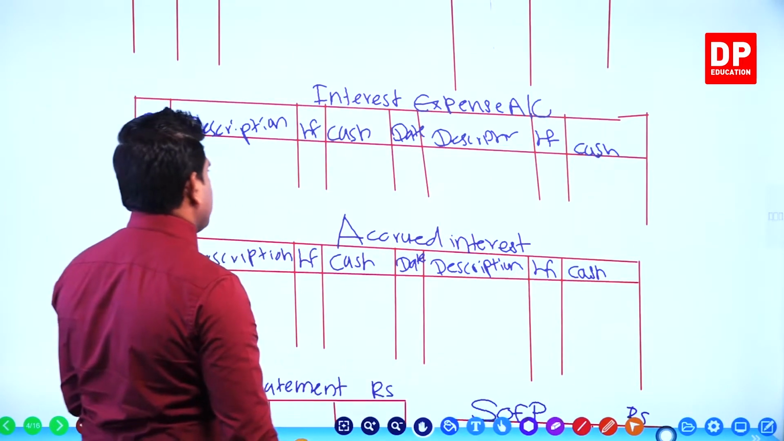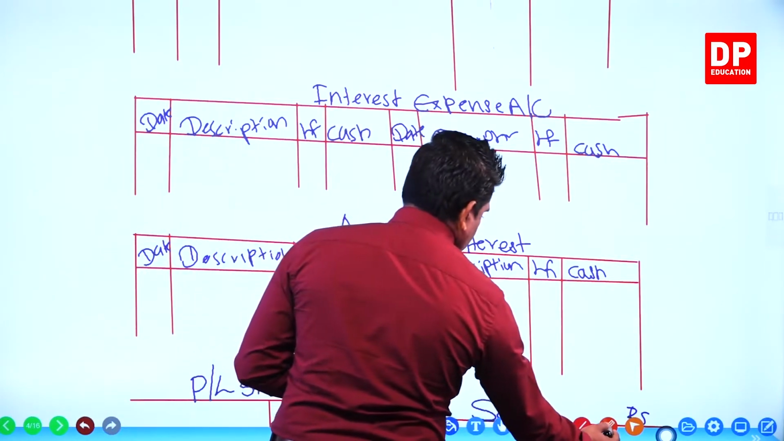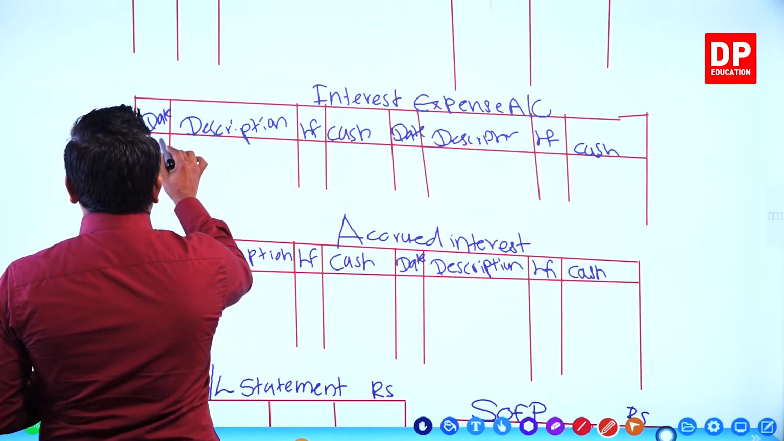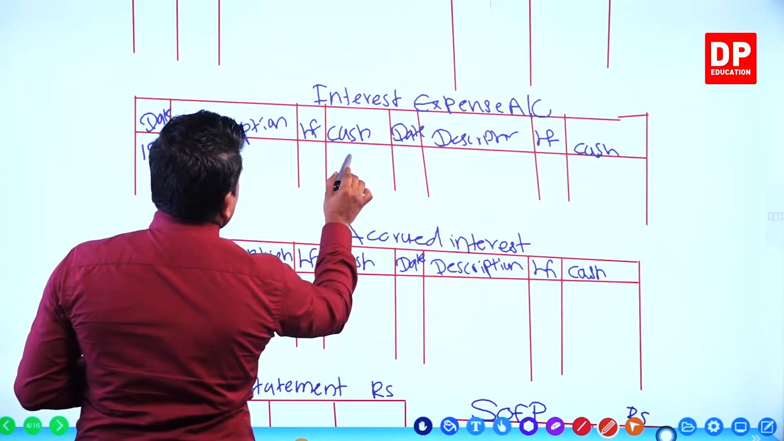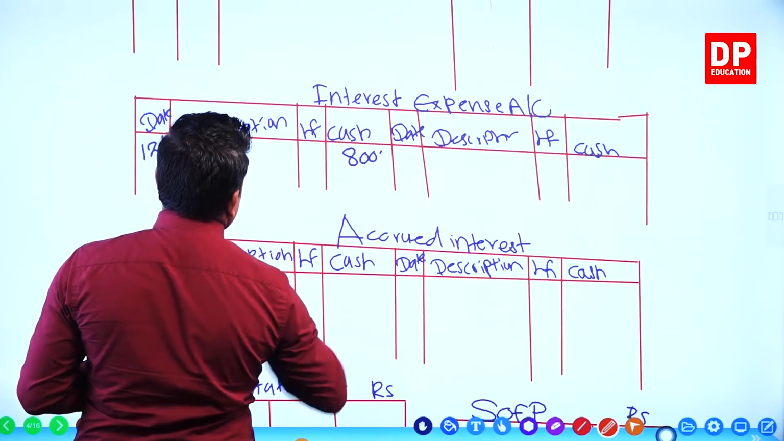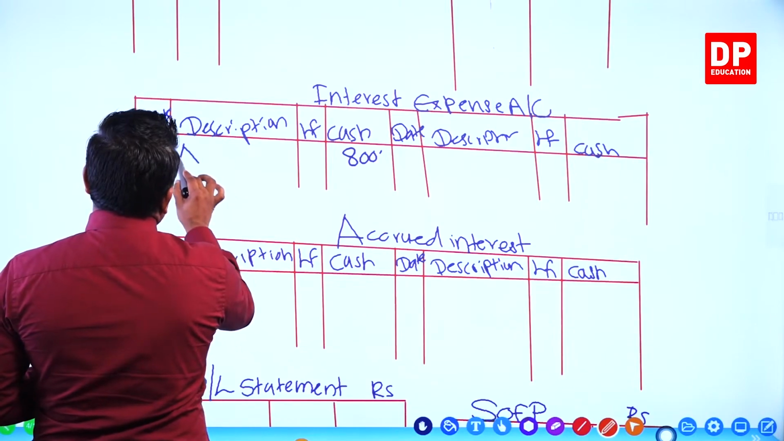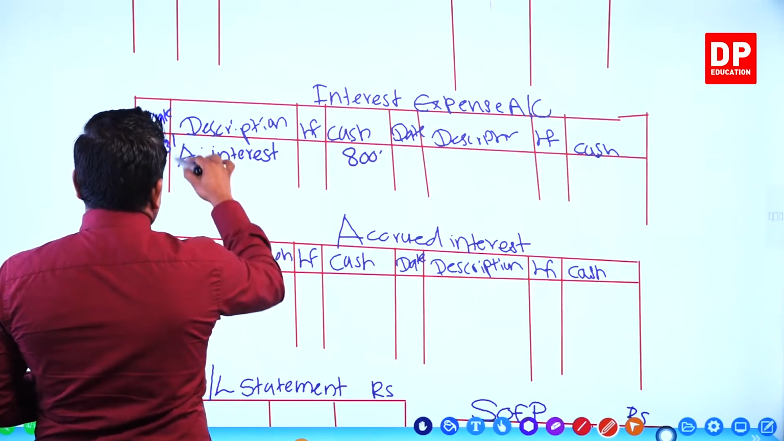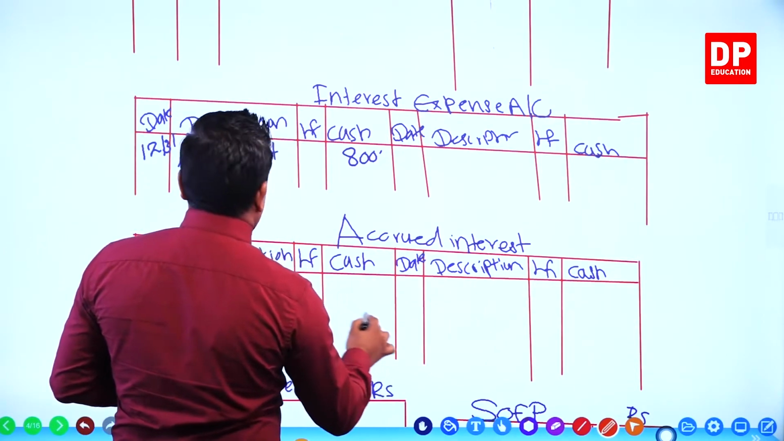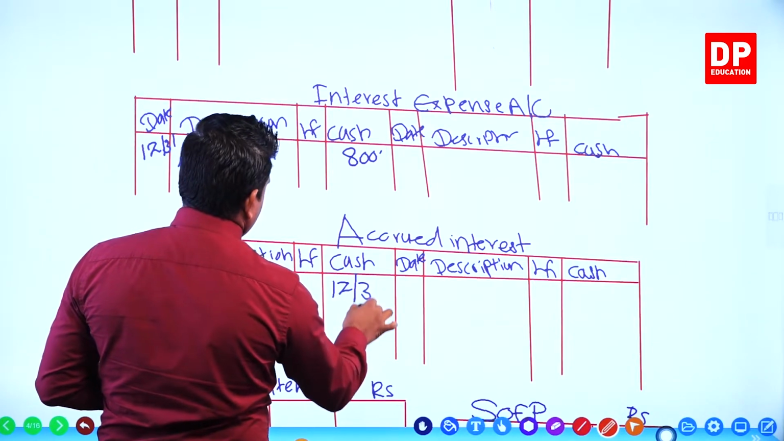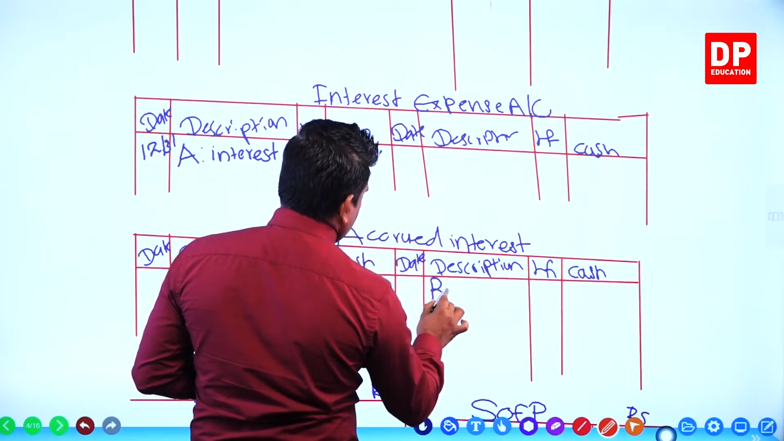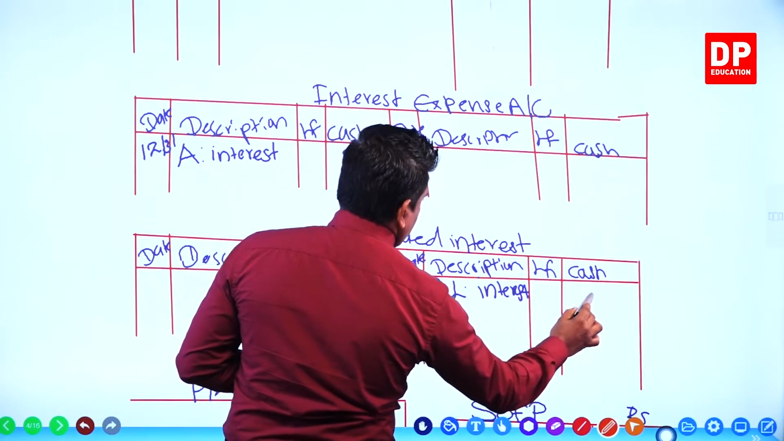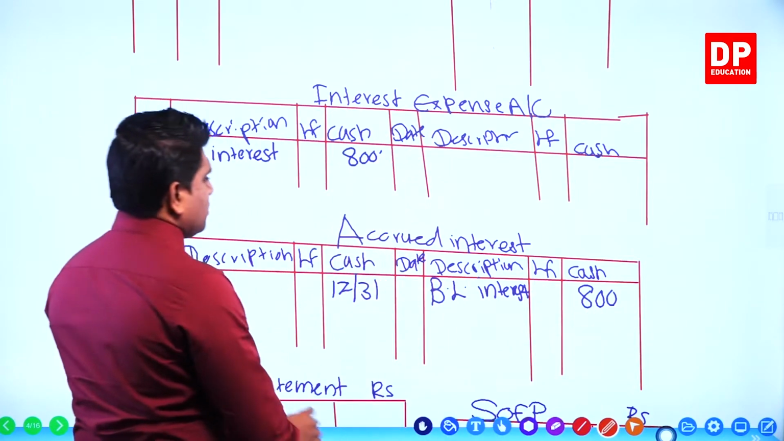The amount is 800. On 12/31 we put it, because at the end of the year we do this. 12/31. Value is 800. Interest expense account debit, as accrued interest. A means accrued, right? Then accrued interest account credit side as what? Bank loan interest. How much? 800.